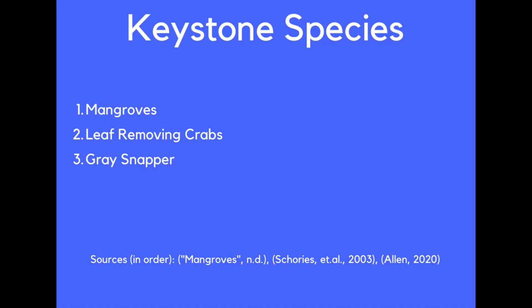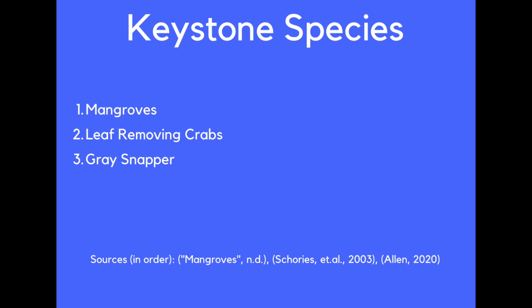A keystone species is a species that the entire ecosystem depends on. If that species were not there, the ecosystem would not be the same. A few of this ecosystem's keystone species are mangroves, leaf-removing crabs, and a gray snapper. They are important because they provide shelter for the animals, and they also create water clarity. This water clarity is necessary for all of the animals in and around the water.